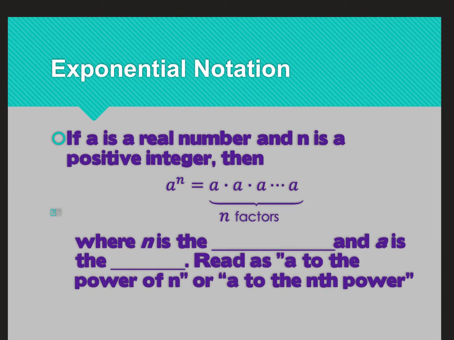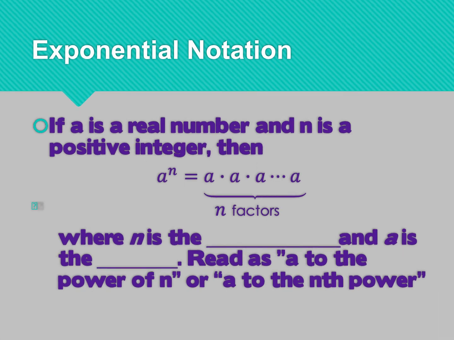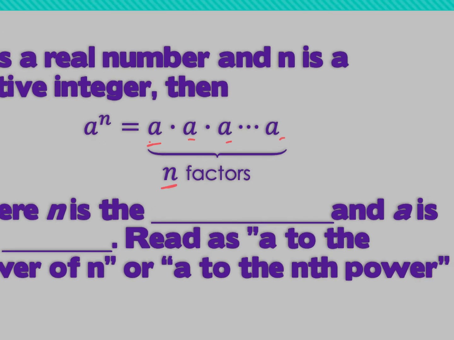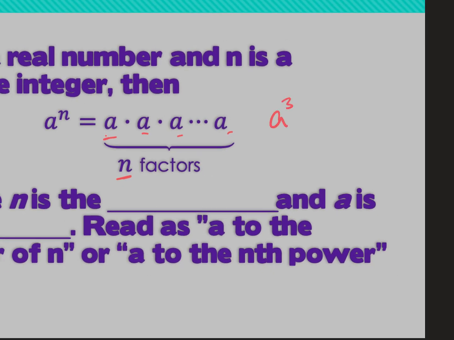Next, we have exponential notation. If a is a real number and n is a positive integer, then a to the nth power would be a times a times a times a, however many n times. So if I had a to the 3rd power, that would be like saying a times a times a.